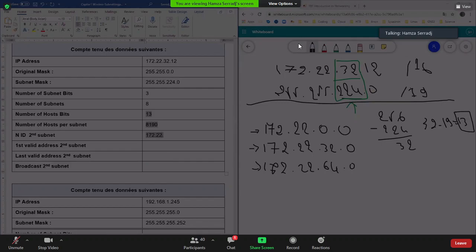Here we go, 172.22.32.0. So this is subnet 0, this is subnet 1, sorry. So this is the first and this is the second. It's asking for the second. First valid address, easy. I just need to increment the network ID: 172.22.32.1.